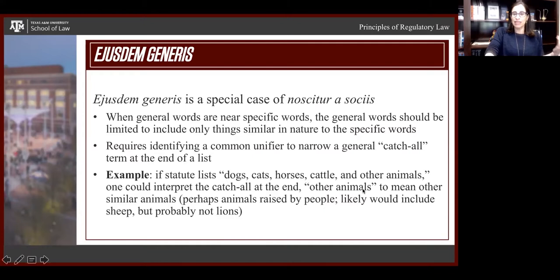Well, courts would say that it doesn't include every animal in the world, that the other animals in the list that Congress has taken the trouble to name, dogs, cats, horses, and cattle, are giving us an example of the type of animal Congress is talking about. So a court would try to come up with some type of unifying trait. It could be, for example, animals raised by people, which might include sheep, right, but not lions. So the way other animals is interpreted will be limited based on what common characteristic the other specifically named animals in this list share.